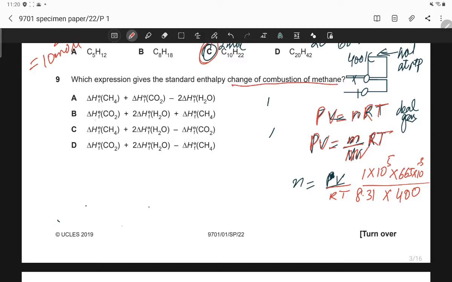Which expression gives the standard enthalpy change of combustion of methane? You know that the enthalpy change of combustion can be defined as 1 mole of methane completely combusted in excess oxygen under standard conditions in their standard states. So first write down the equation: methane plus oxygen to form CO2 plus water. Balance the reaction. Then write down carbon plus hydrogen H2.